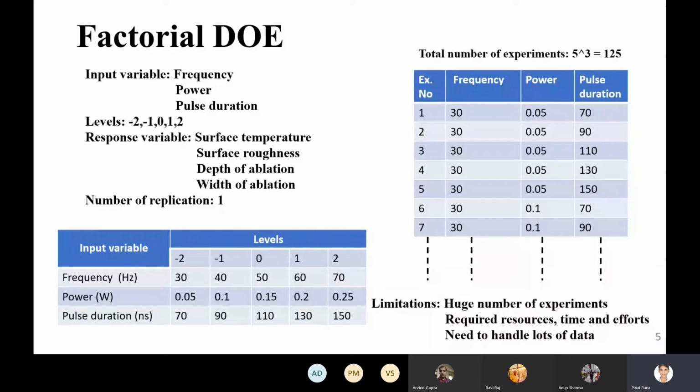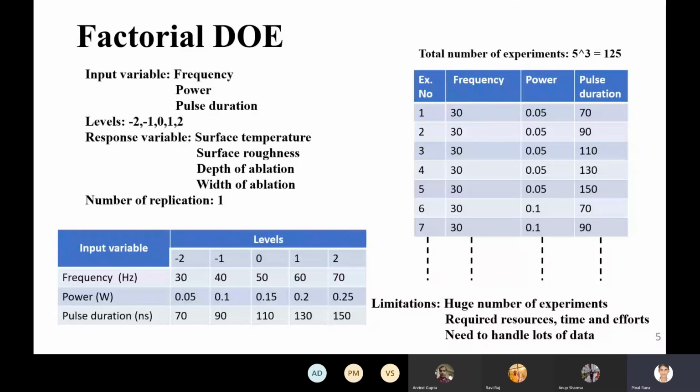And here I have listed some limitations. The first one is we need to conduct a huge number of experiments and require huge resources, time, and effort. In this particular case, we can save the time, resources, and human effort by using design of experiment.